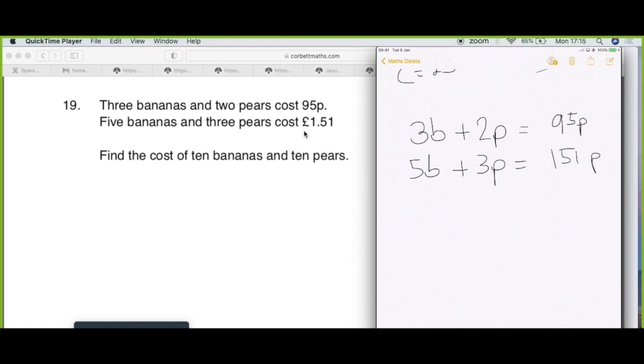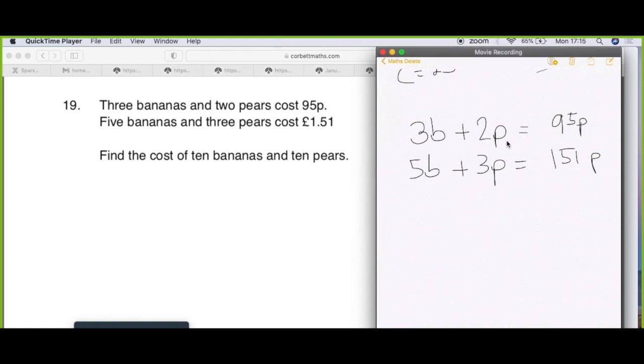Yeah. Now, just after we write this equation, we can see that the reason why there's a difference in the pence is because there's a difference in the amount of pears, but also a difference in the amount of bananas. So we don't know how much of that difference is because of the pear or how much of it is because of the banana. So what you need to do here, Josh, is make sure that either the b's or the p's are the same. Because if one of these is the same, then the question becomes a bit easier.